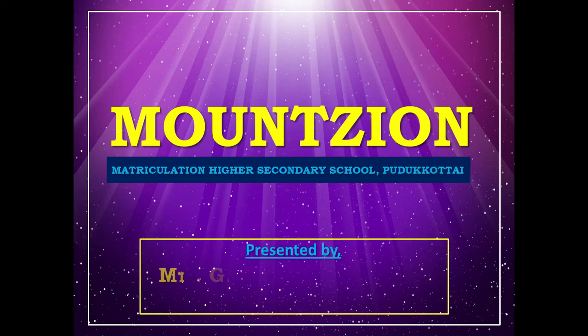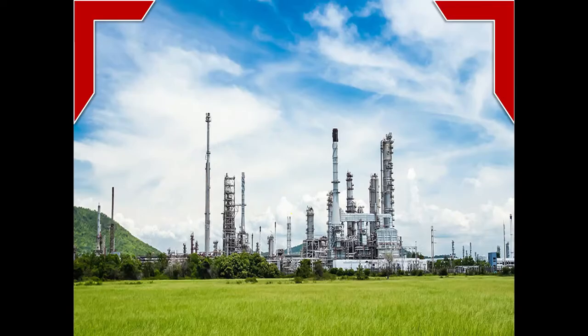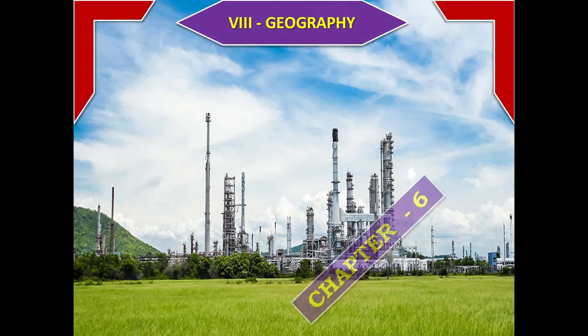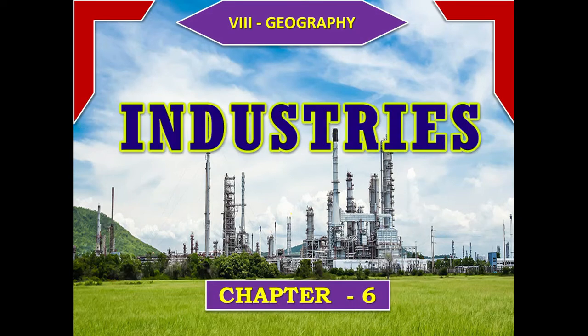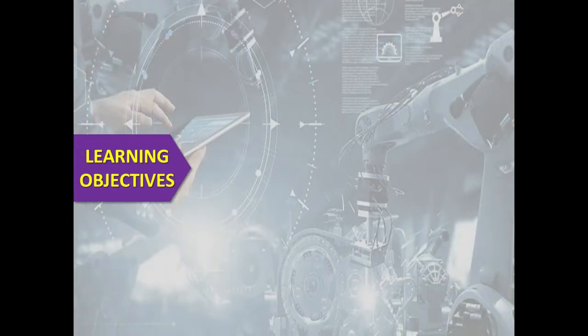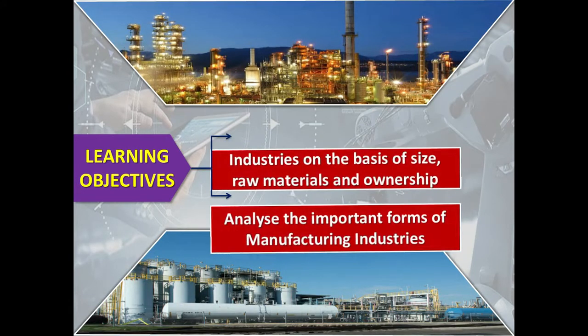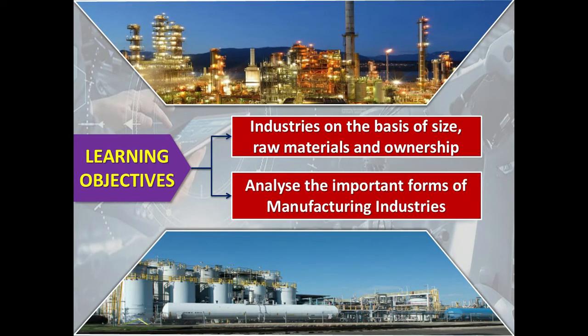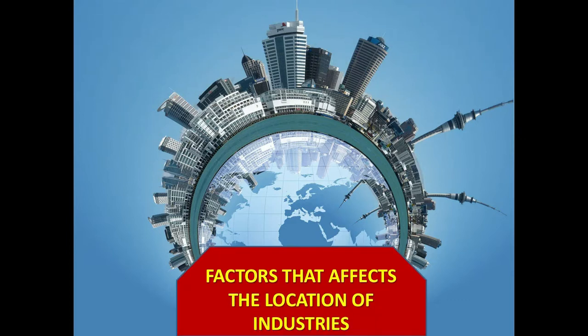Today we are going to see the geography part, chapter number 6, Industries, part number 2. Okay, so let's go to the topic. In this chapter, what are the learning objectives we are going to learn, children? That is, the industries on the basis of size, raw materials and ownership, and analyzing the important forms of the manufacturing industries. Okay, so, factors that affect the location of industries.